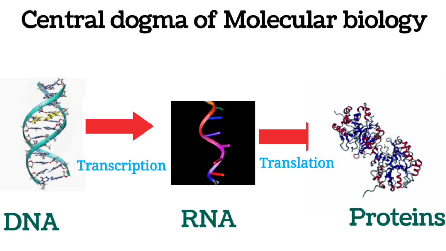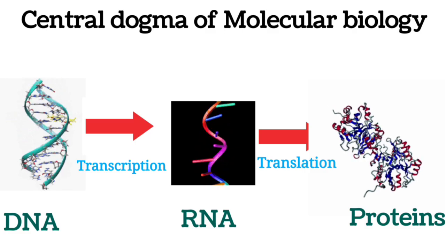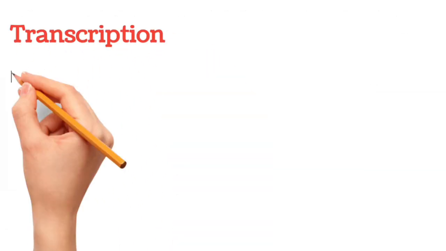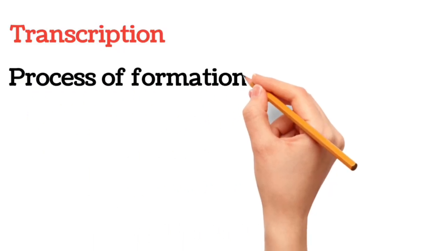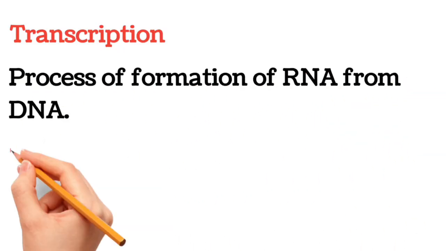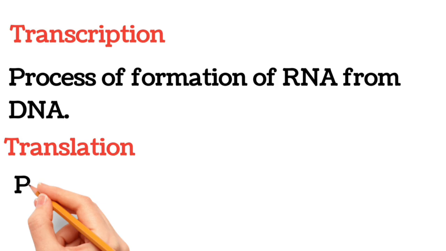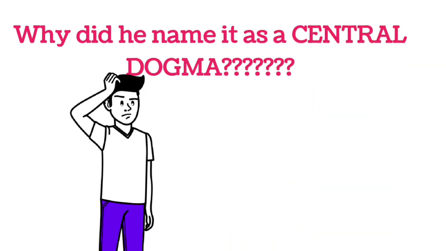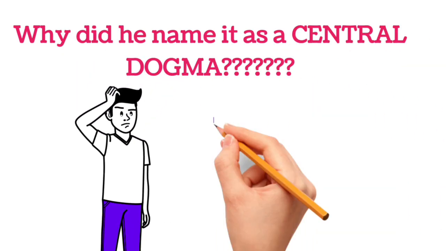Now two processes are involved in this theory. First is the transcription process and second is the translation process. Now what is transcription and what is translation, we'll see. Transcription is a process in which RNA gets formed from the DNA. So DNA serves as a template, the master's copy, and there is a synthesis of RNA. And what happens in translation? In translation, you can say the synthesis of protein occurs. So this is about the process of transcription and translation.